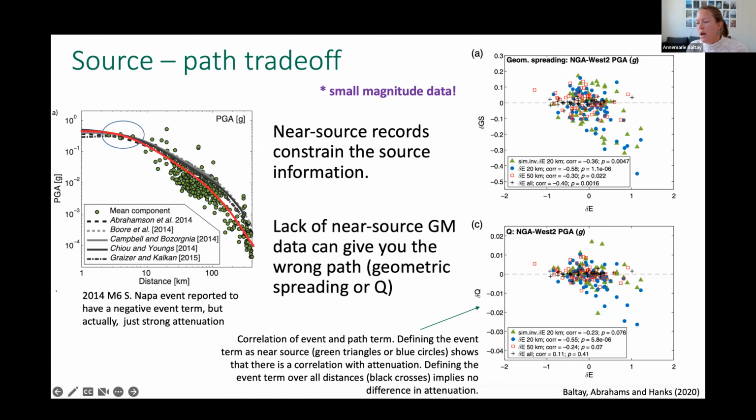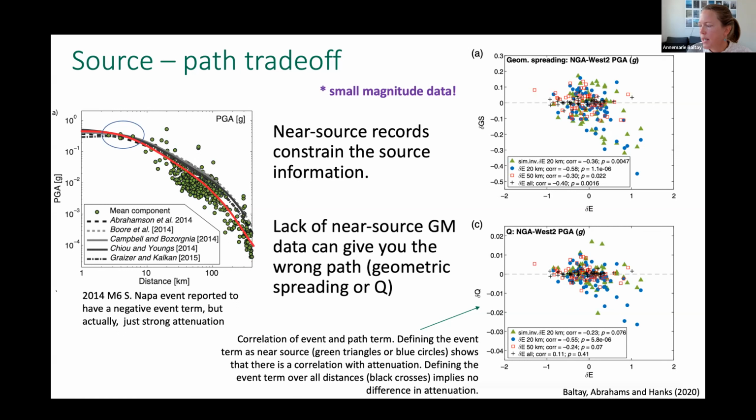So unless you're carefully separating the source and the path terms, which I think Greg is certainly doing in the non-ergodic models, then you can misinterpret the ground motion data. So either the geometric spreading or the Q.